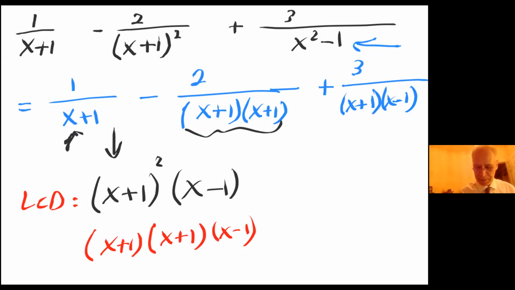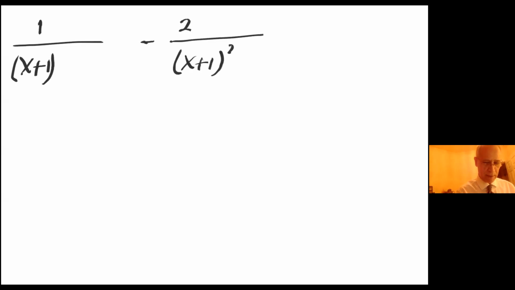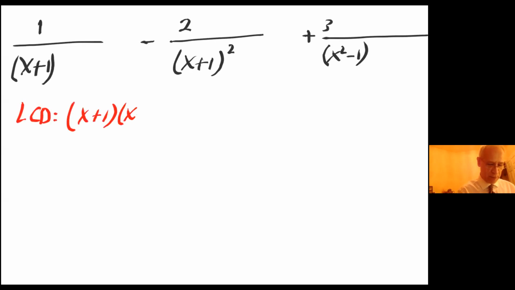Let me go to the next page. We started with 1 over x plus 1, minus 2 over x plus 1 squared, plus 3 over x squared minus 1. And we said the LCD was x plus 1, x plus 1, or x plus 1 squared, same thing, times x minus 1 from the previous page. So I have to multiply top and bottom of the first one by another x plus 1 times x minus 1 to match with my LCD. I'll do the same thing in the denominator.